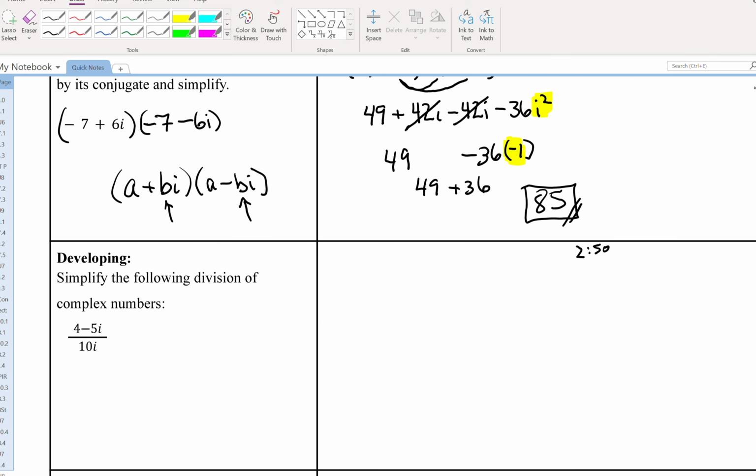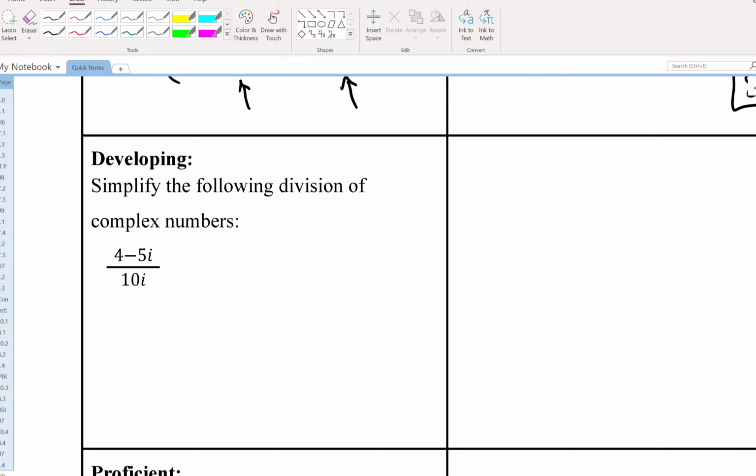So that's 250 here. Simplify the following division of complex numbers. 4 minus 5i divided by 10i. And so when you're doing this, you're going to go back to the conjugates. The conjugate of the denominator, 10i, is just negative 10i. But I need to make sure that the top and the bottom are the same, because then negative 10i over negative 10i is essentially equal to 1. When you multiply by 1, you're not changing the value of the number any. You're just maybe changing the way that it looks.